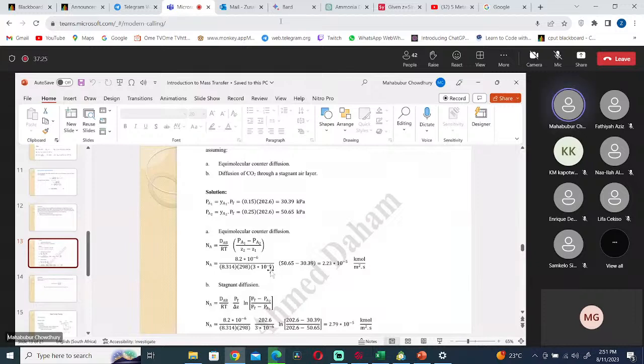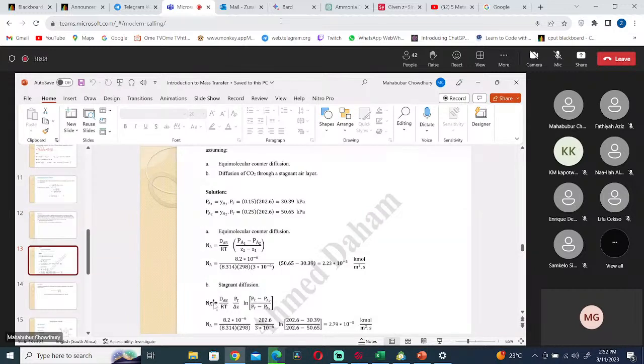So there is a slight mistake here, guys. Please double check on this. Z2 minus Z1 is 3 millimeter apart, so it must be 3 times 10 to the power minus 3, since 1000 millimeters make 1 meter. And your partial pressure difference between the two is 50.65 minus 30.39, and that gives us 2.79 times 10 to the power minus 5 kilomoles per meter square second.